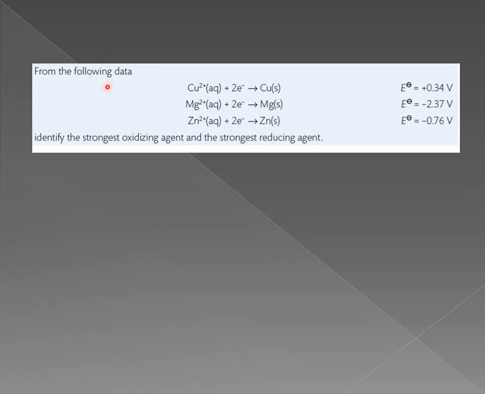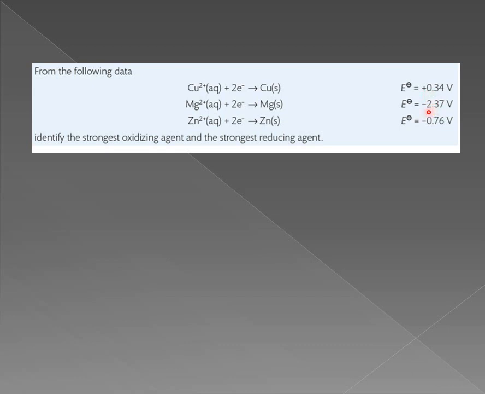From the following data, identify the strongest oxidizing agent and the strongest reducing agent. If reduction happens, this means it's an oxidizing agent. We said the most favorable to be reduced is the one with the highest standard electrode potential. Here, copper has the highest standard electrode potential, so it is the one most easily reduced. So it's the strongest oxidizing agent.